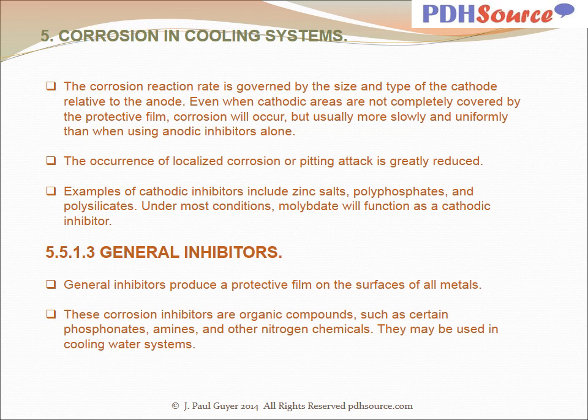General inhibitors produce a protective film on the surface of all metals. These corrosion inhibitors are organic compounds such as certain phosphonates, amines, and other nitrogen chemicals. They can be used in cooling water systems.